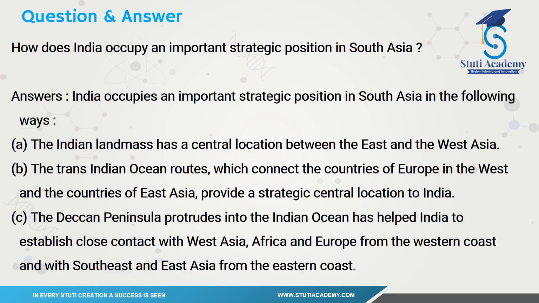The answer is, India occupies an important strategic position in South Asia in the following ways. The Indian landmass has a central location between the East and the West Asia. The Trans-Indian Ocean routes which connect the countries of Europe in the West and the countries of the East Asia provide a strategic central location of India. The Deccan Peninsula protrudes into the Indian Ocean and has helped India to establish close contact with West Asia, Africa, and Europe from the western coast and with Southeast and East Asia from the eastern coast.